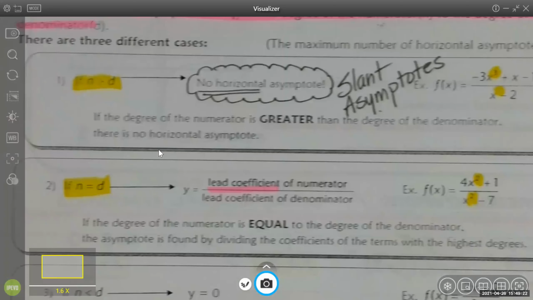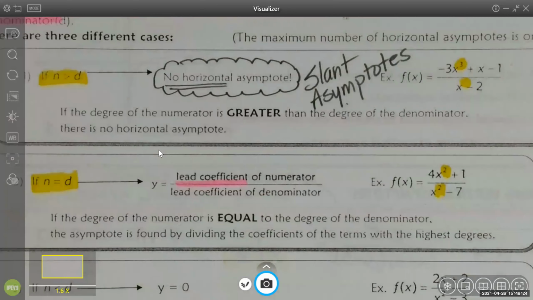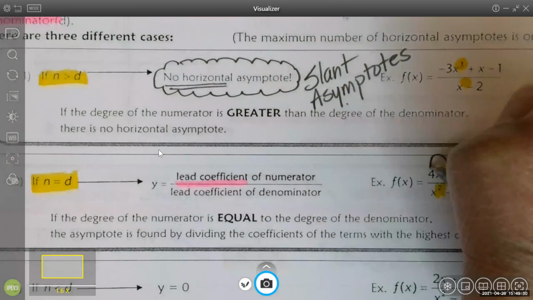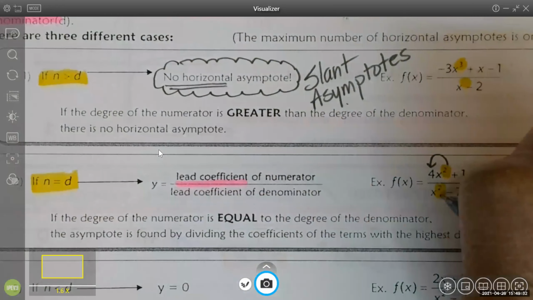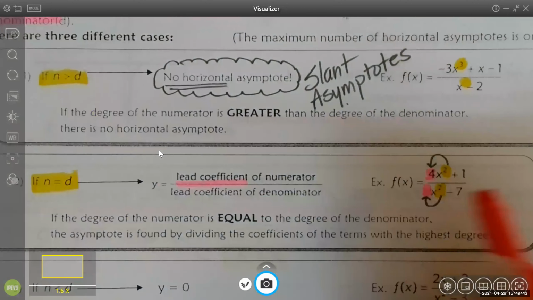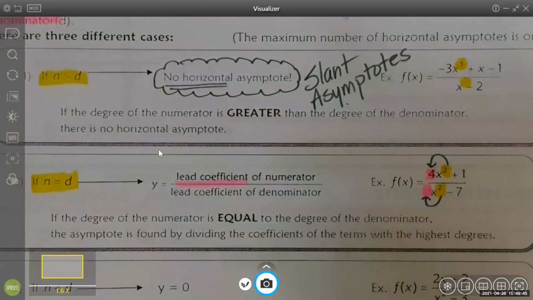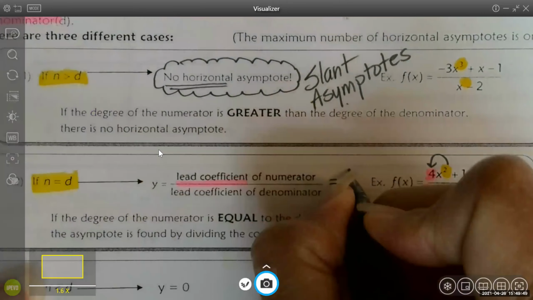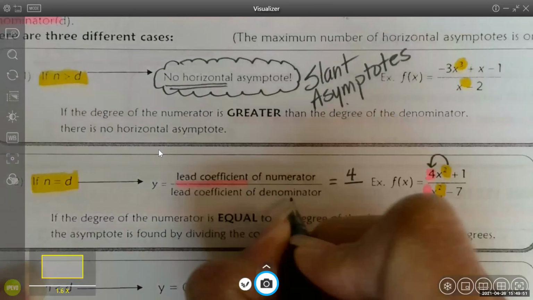Lead coefficient is found by finding the leading term. And the leading term is always going to be the one with the degree. We already found the degree, so let's go look for the leading coefficient, okay? So the leading coefficient in this numerator is a 4, and in the denominator, it's an invisible 1. So let's write that information we just found. Leading coefficient of the numerator is a positive 4. Leading coefficient of the denominator is a positive 1.